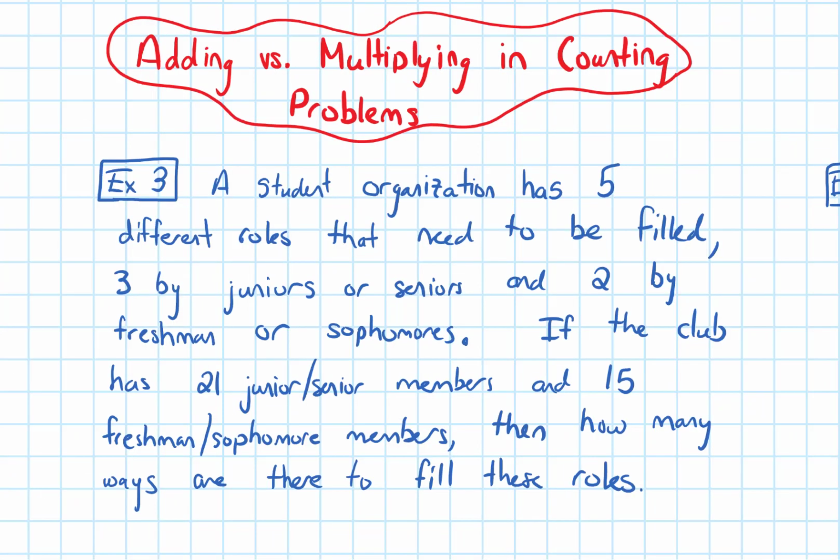So in the next video, we will talk about how and when we add in counting problems versus when we multiply in counting problems.